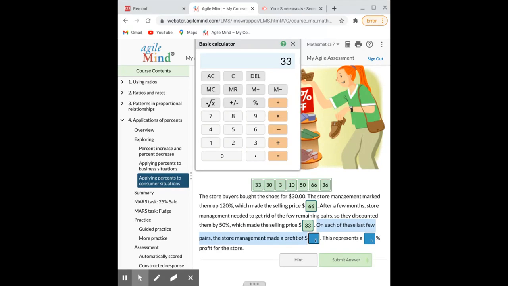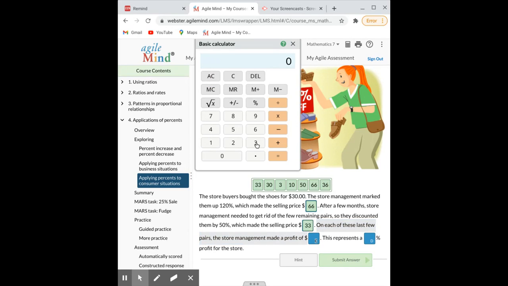So we know that they're selling that for how much money? $33. Okay, if they're selling it for $33 and it was originally what? $30. All right, so how would we determine the profit? What would we need to do? 33 minus 30. Correct.